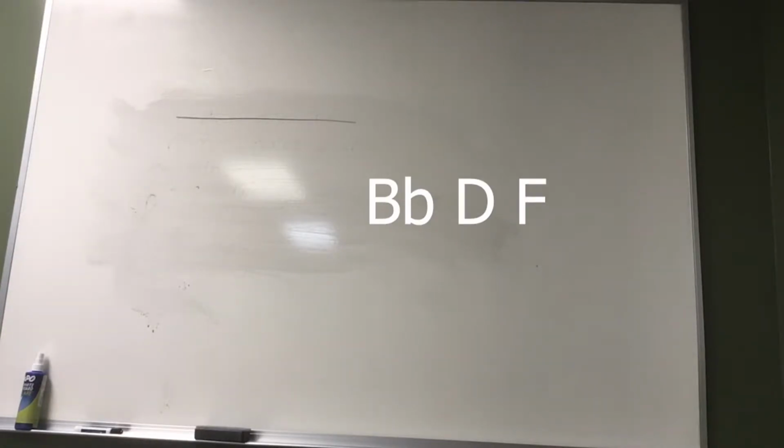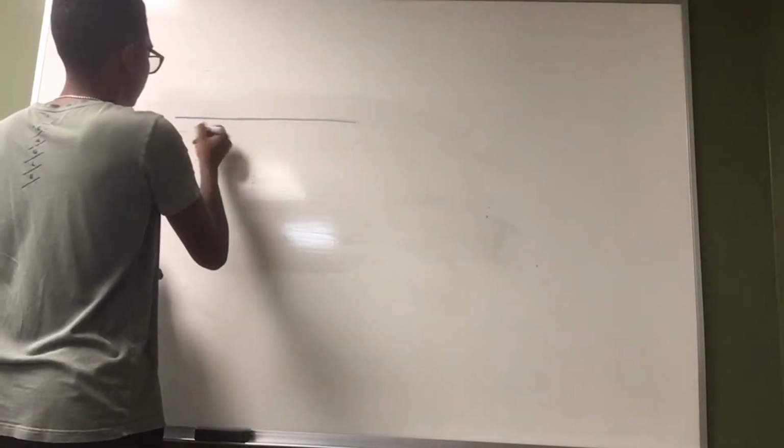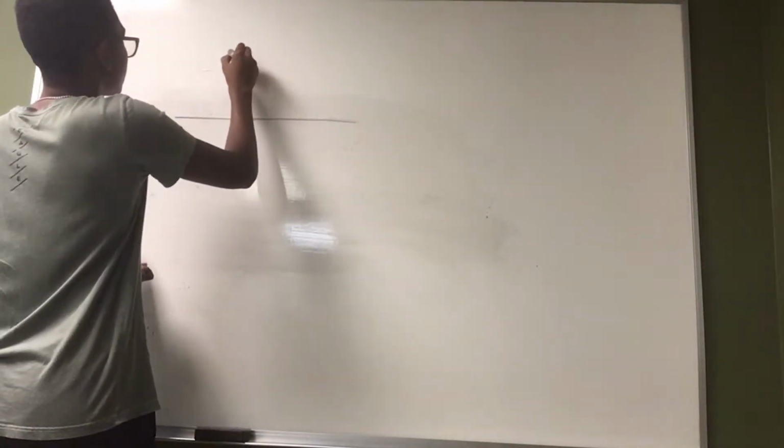Okay, so B flat, D, F. Is that a major triad or a minor triad? I'll give you a second. The answer is a major triad because the distance from B flat to a D is a major third. Anyway, that's all the time we have for that. So let's move on.